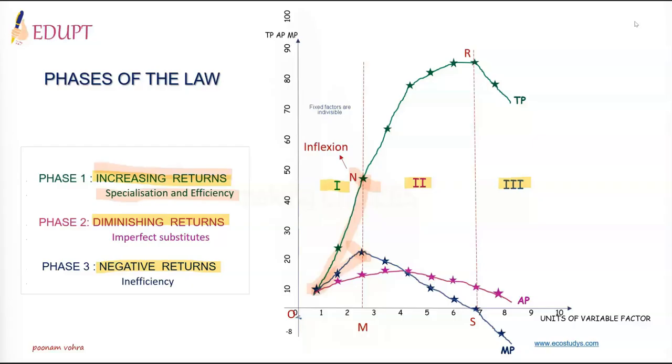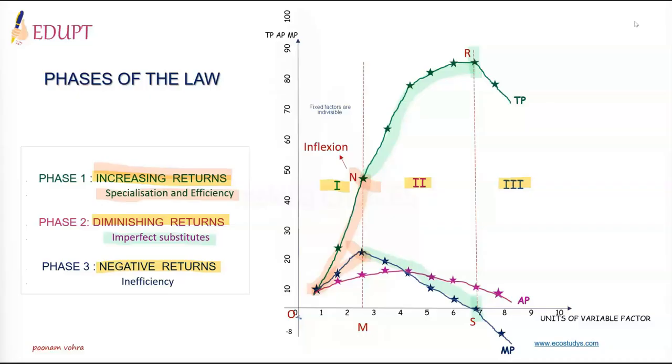In the second phase, every additional variable factor though adds more to total output but at a decreasing rate. Hence, marginal product starts falling, though remains positive. It ends at the maximum point of total product and zero marginal product. It occurs because fixed and variable factors are imperfect substitutes of one another.